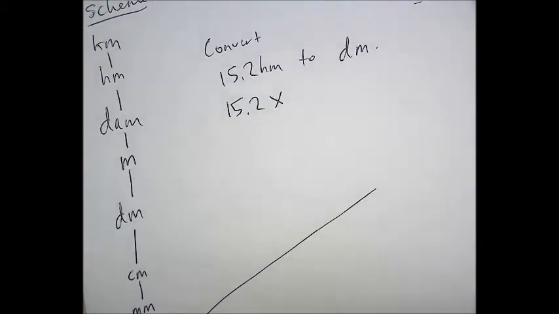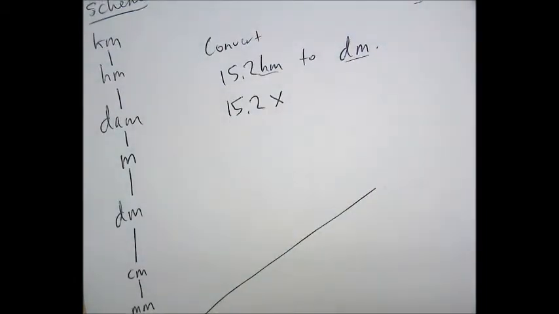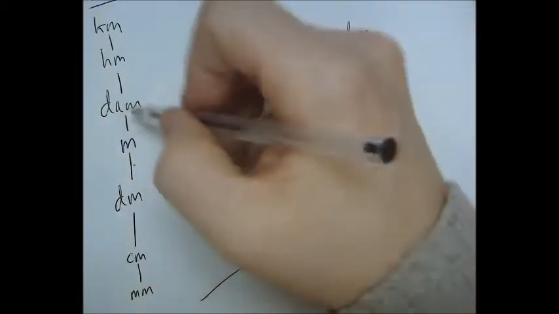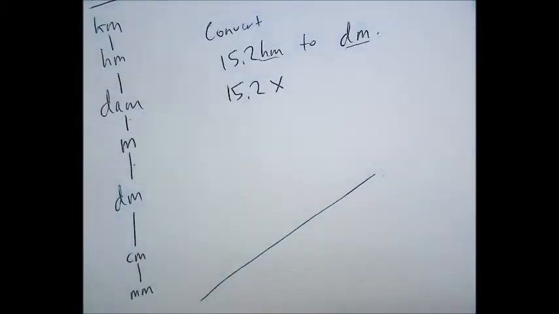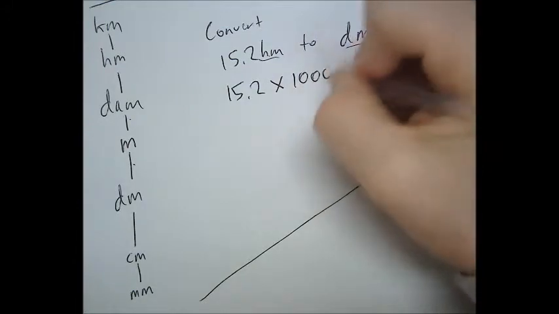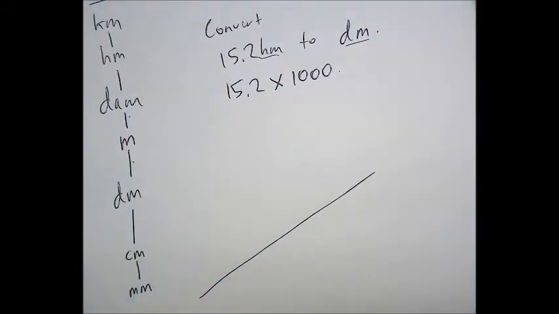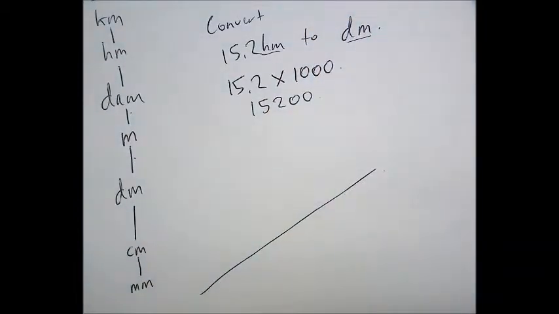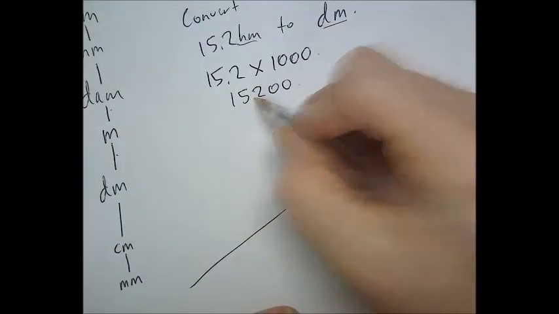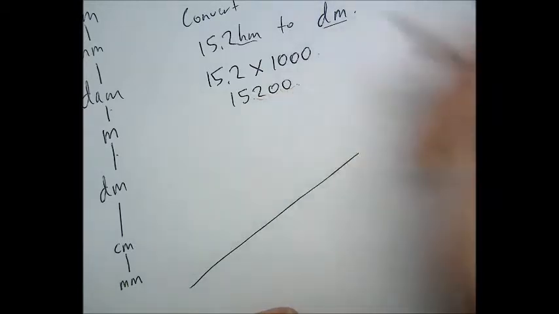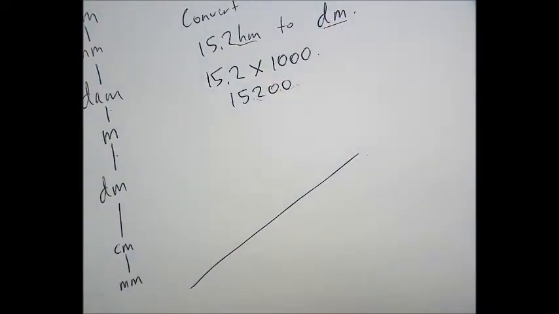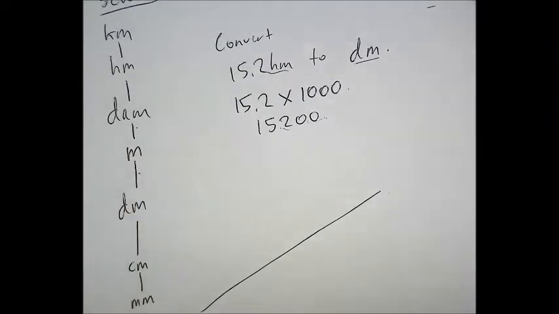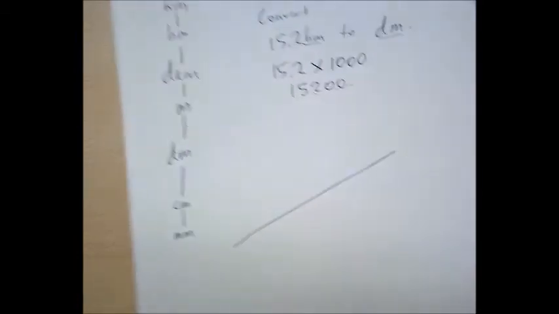Now you just need to decide how many of those are in one of those. Well, just count the jumps. There's 10 decimeters in a meter, 10 meters in a decameter, and 10 decameters in a hectometer. So there must be 1,000 decimeters in a hectometer. So our conversion comes from timesing by 1,000. I think that's worked. The decimal point used to be there. Now it's hiding there. That's moved 3 times, which it should have because you're timesing by 1,000. So that's how you do metric unit conversions for length.